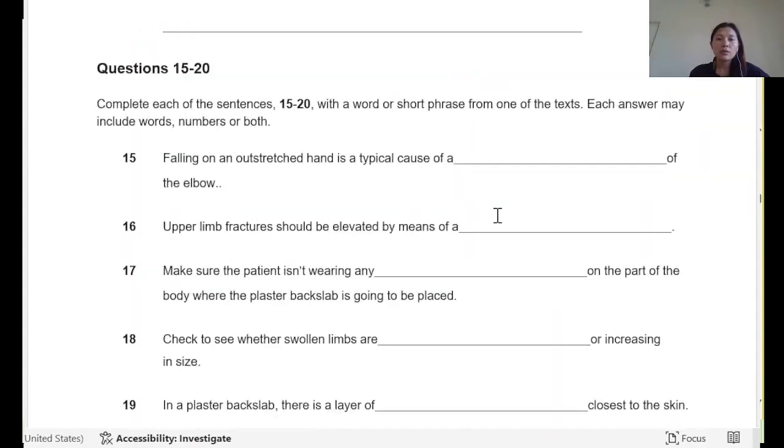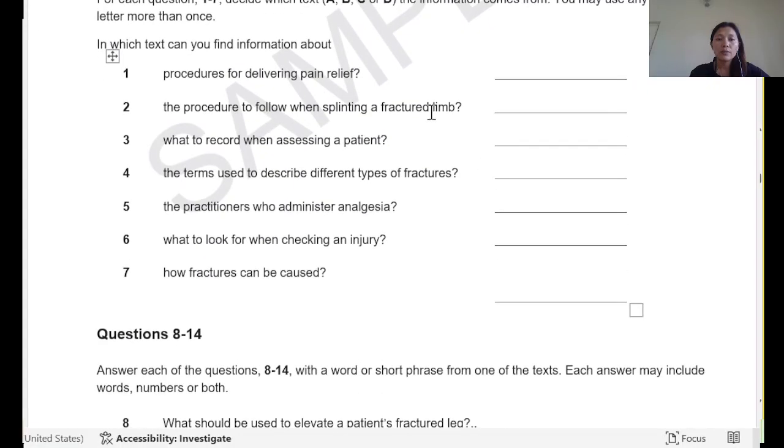And now, in this paragraph matching, how to know which paragraph? So I will tell you. Procedure of delivering the pain relief: where is that? Relieving the pain, we have clearly seen that it's part C, right? In part C, we have seen the medicine to relieve the pain. The procedure to follow when splinting a fractured limb is text D, right? Procedure, technique. And what to record when assessing the patient: we have assessment in part B, right? It's clear. The term used to describe different types of fractures is A, right? We have seen that. So this I'm not writing. I don't want to waste my time here. It's okay.